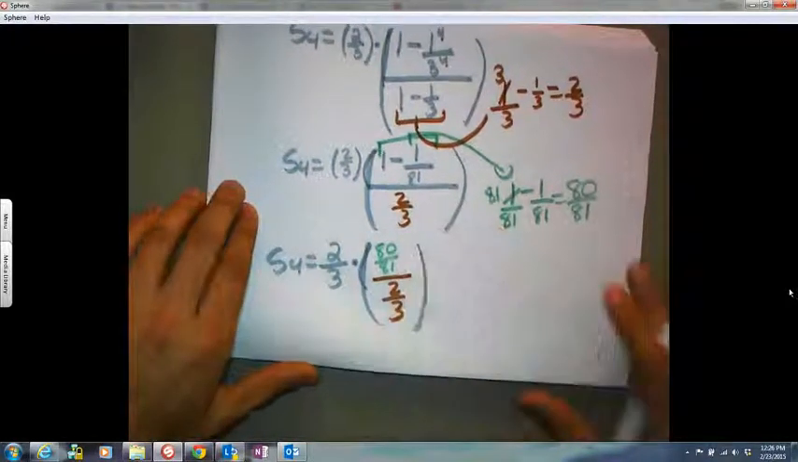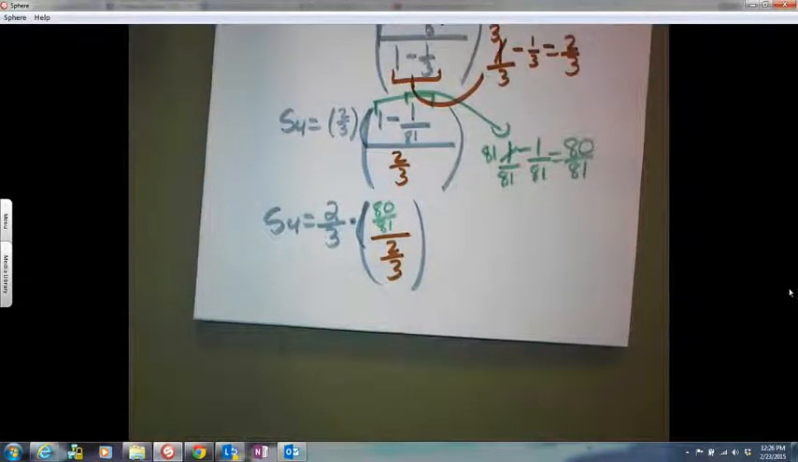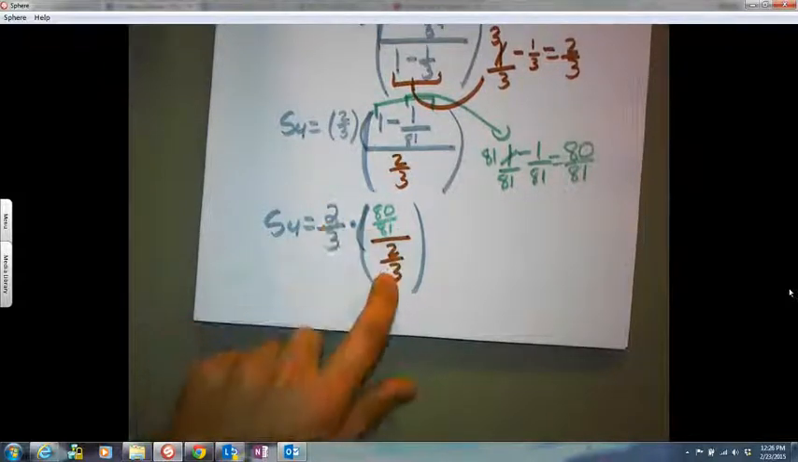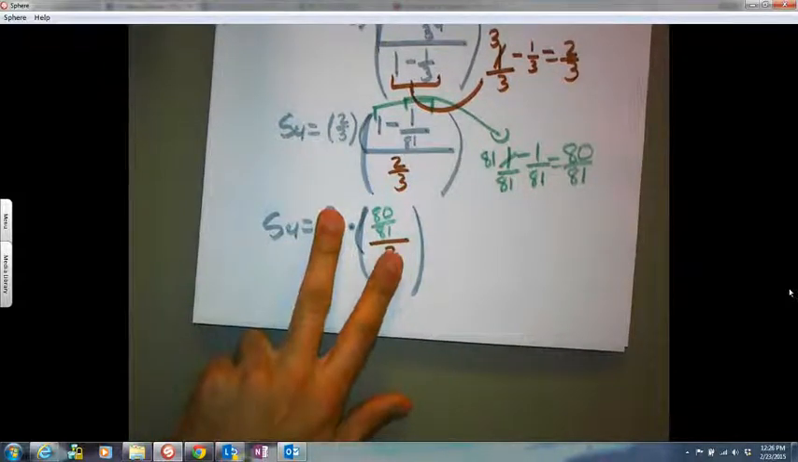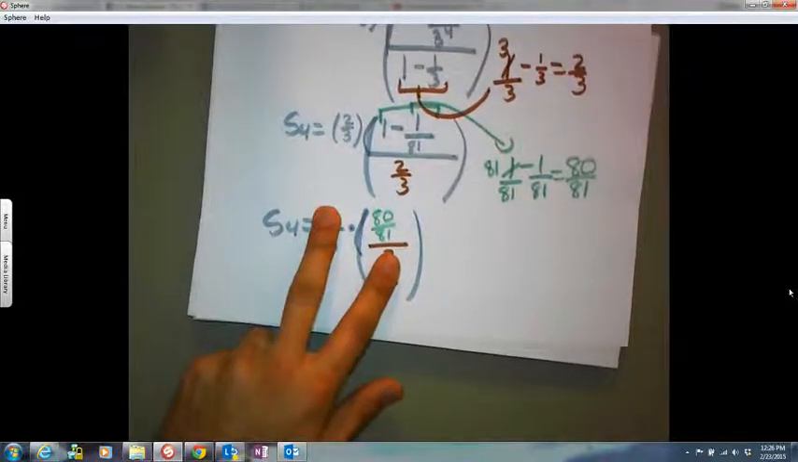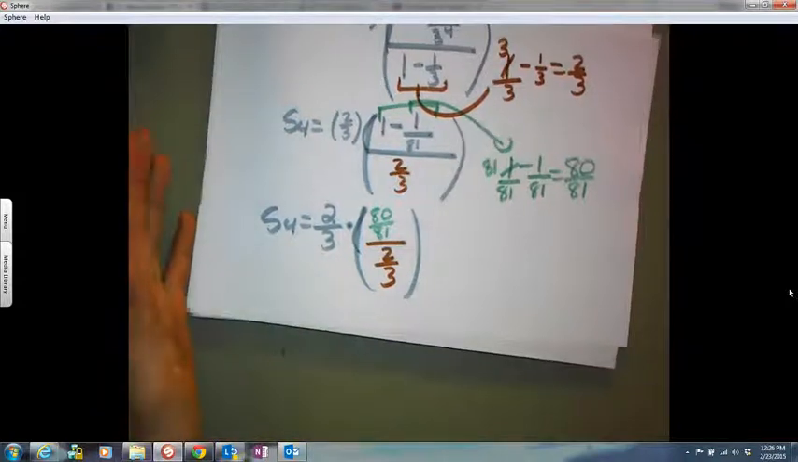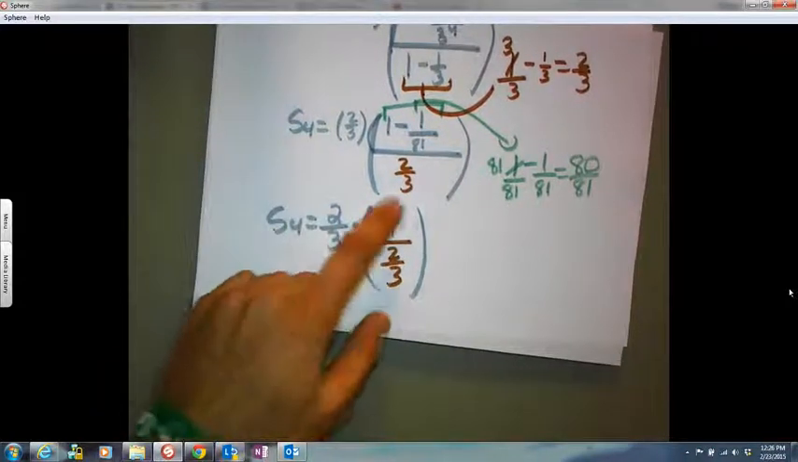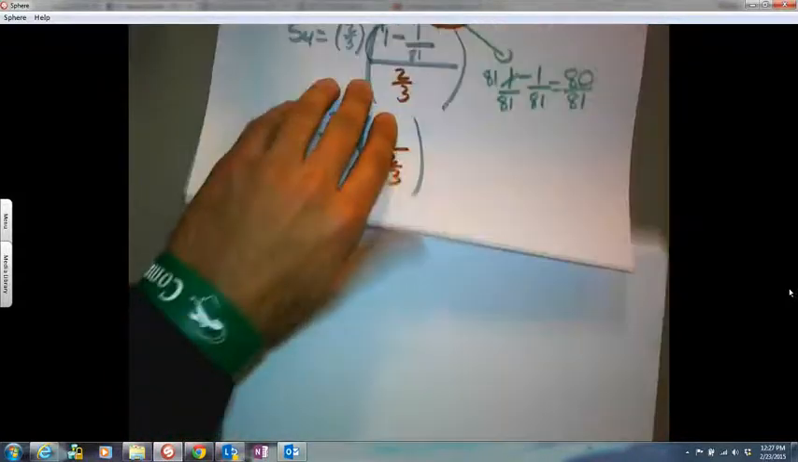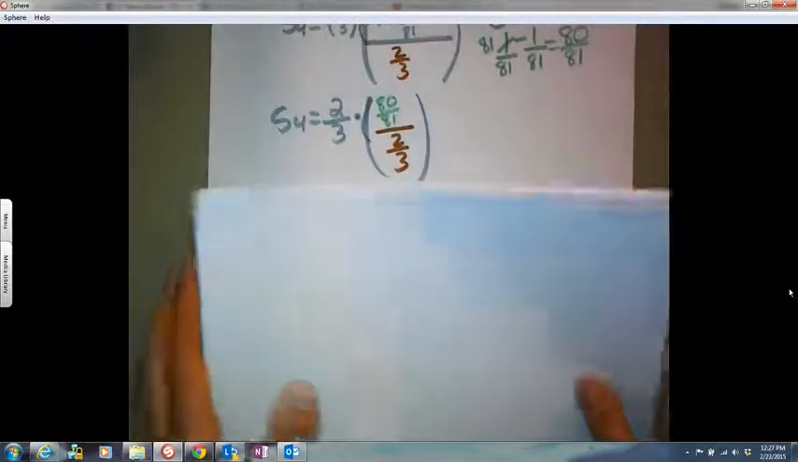Some of you all will see the answer right here and realize that these 2/3 can be canceled out. This is being multiplied, that's being divided, they cancel out, and the answer is 80 over 81. That's correct. Some of you may not see that, however. Some of you may instead prefer to keep change flip on the inside first. Let's do that. If we do keep change flip on the inside, here's what we get.